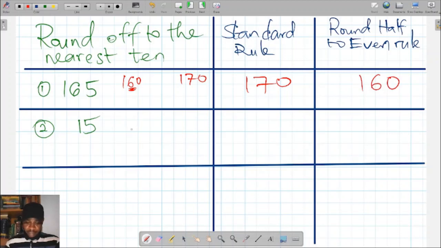But for 15, the lower bound is 10, the upper bound is 20. For the standard rule, we round up to the upper bound, and that is 20. For the round off to even rule, however, in the 10 position, we have the even number in the upper bound, so we round off to 20 as well. Are these the answers that you got?